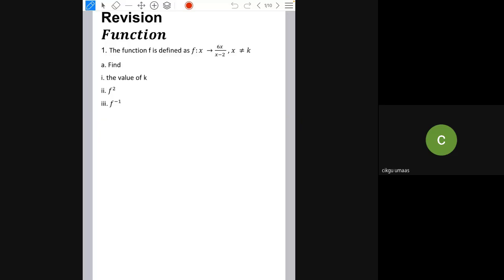Thing to do with graph. So enough of graph. Let's go for something a bit more relaxed. Okay, first one. They want us to find the value of k.